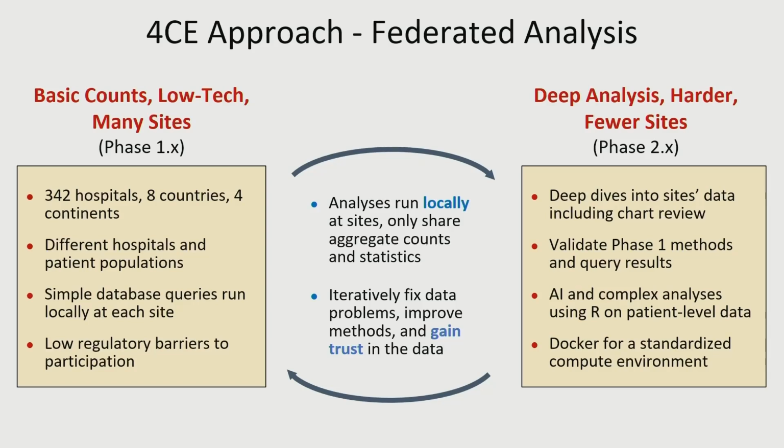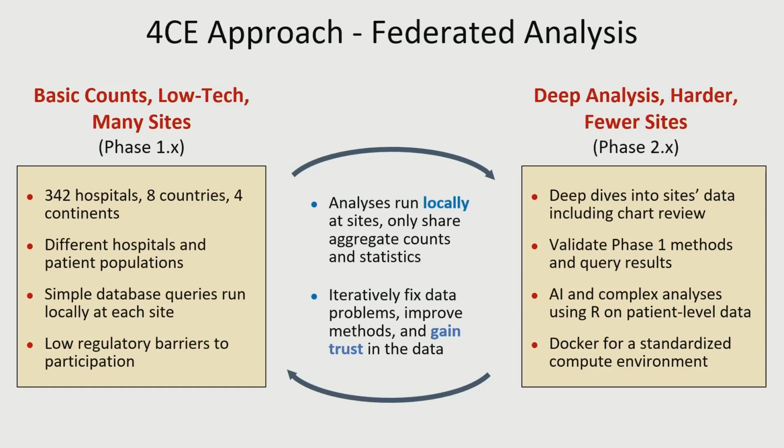Phase 2 studies, we looked at all the phase 1 sites and we picked the best ones that had the best data and had the capabilities to do it. And then we would send more complex analyses to those sites where they would need to extract patient level data from their EHR, maybe do some manual chart review with clinical notes and run machine learning models. It was still only aggregate counts, though, that we shared back. And we iterated back and forth between these phase 1 and phase 2 studies to do these analyses.